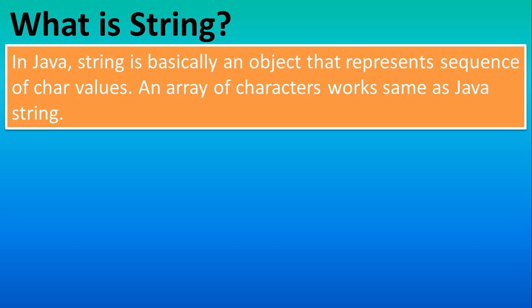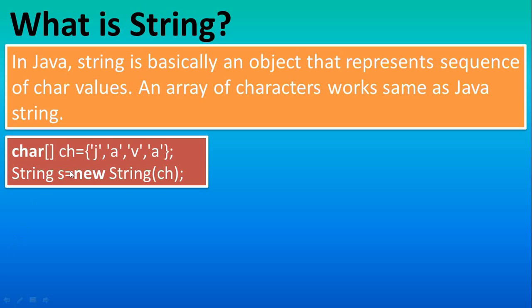In the previous language you just learned that a string means a collection of characters. In Java, a string is basically an object that represents a sequence of character values. An array of characters works the same as a Java string. Whatever the concept is in C++, the same concept is there. The string is a collection of characters, more than one character will be there.